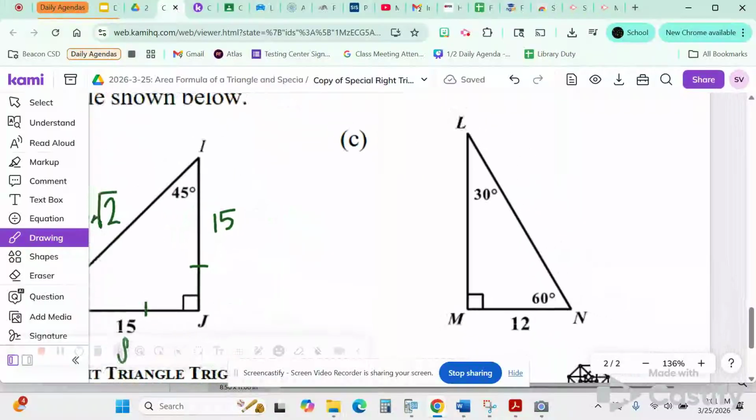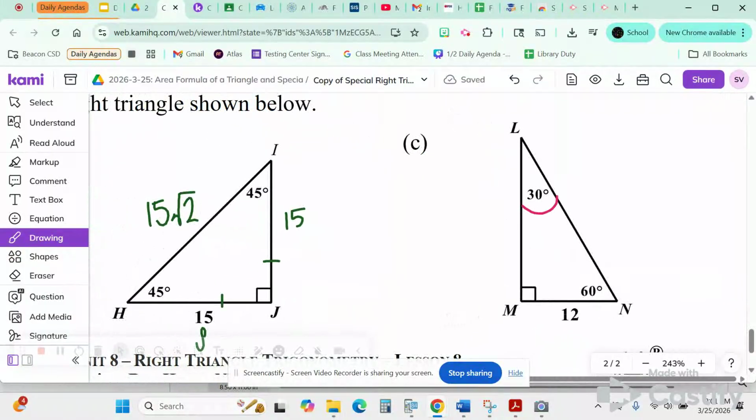Last question here. We have, again, here's my 30-degree angle. Across from it, we have the 12. That is equal to half of the hypotenuse. So if we know that this 12 is half of the hypotenuse, the hypotenuse has to be double that, which makes it 24. And then the 60-degree angle, again, is half the hypotenuse, so 12, with the square root of 3.